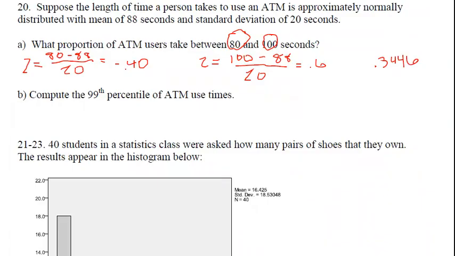And so I take my larger z-score of 0.7257 and subtract the smaller one, and that gives me the area in between. That gives me 0.3811 for my answer.